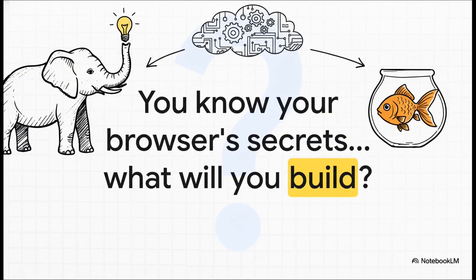So there you have it, the two sides of your browser's memory. One with the long, powerful memory of an elephant, and the other with the short, focused memory of a goldfish. Now that you know their secrets, the real question isn't just what can be built with this knowledge, it's what will you build. Thanks for joining me.